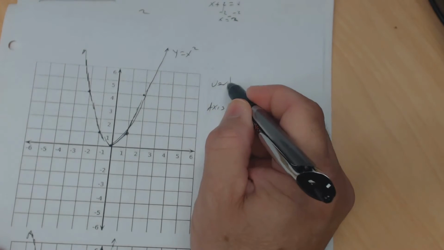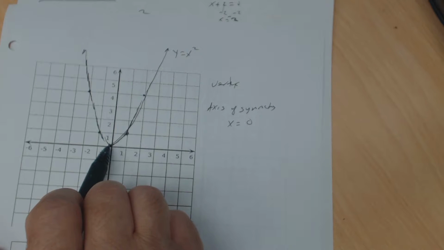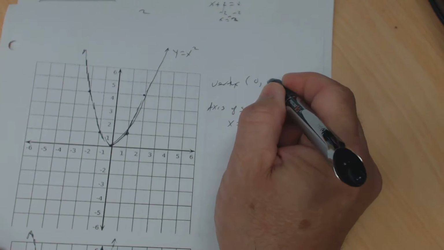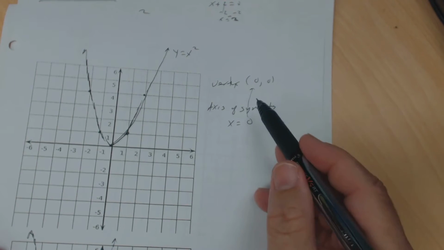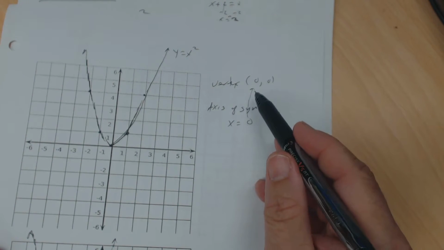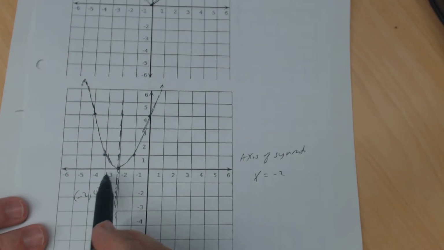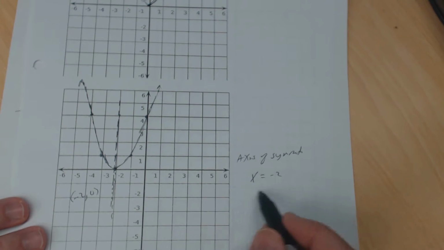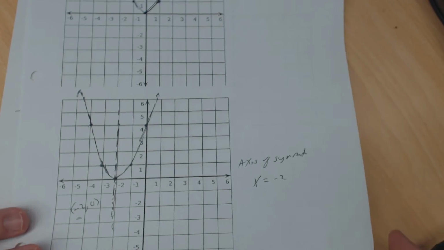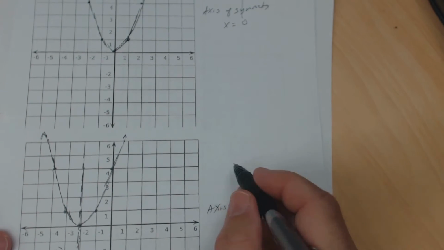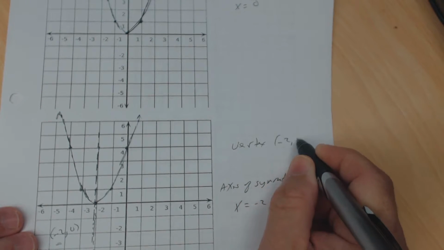All right, so remember the vertex. Let's talk about the vertex. The vertex is this low point, the minimum, and it's 0, 0. The axis of symmetry, remember, is x equal this number. So once you find the vertex, you know the axis of symmetry. It's x equals 0. The vertex here is negative 2, 0, right? So the axis of symmetry is x equal negative 2. That's your x-coordinate. Okay? And the vertex here is negative 2, 0.